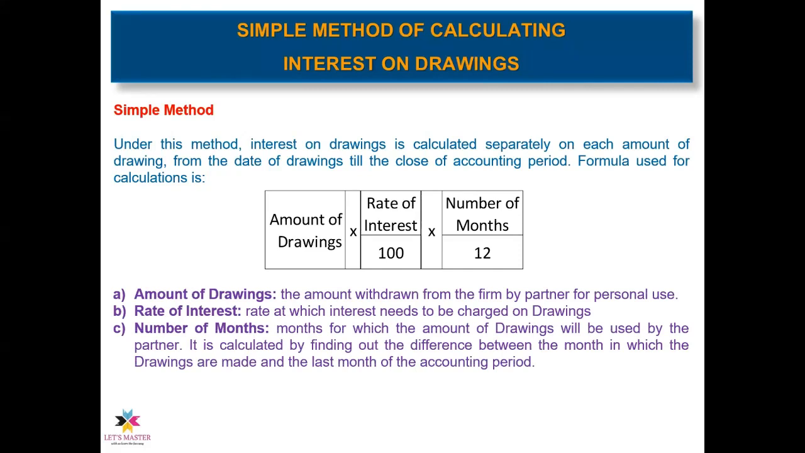Amount of drawings is the amount that has been withdrawn by the partners from the partnership firm for their personal use. Rate of interest means the rate at which the interest needs to be charged on drawings. Number of months means the months for which the amount of drawings will be used by the partner. It is calculated by finding the difference between the month in which the drawings are made and the last month of the accounting period. On the following slide, we will discuss one example to make it more clear.